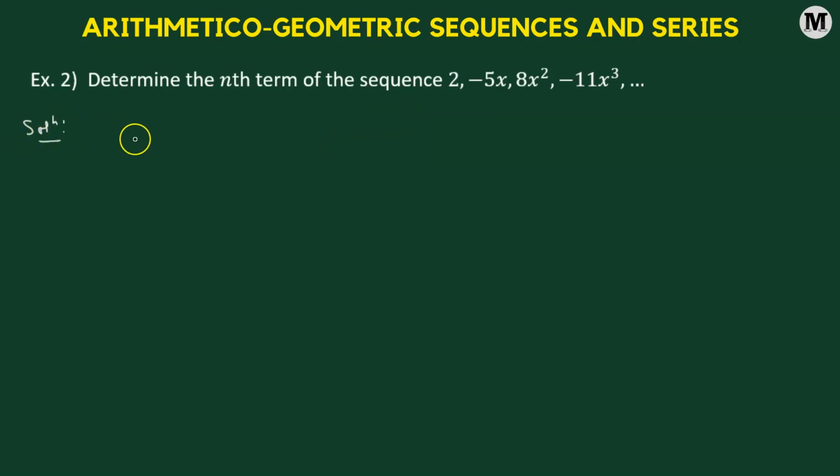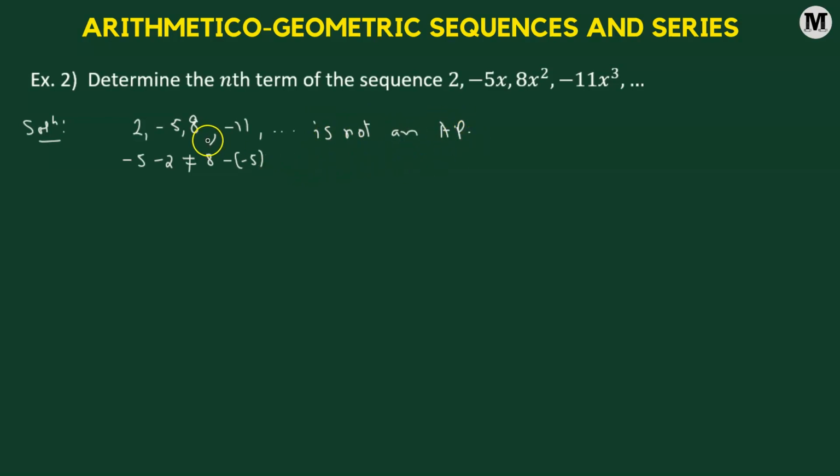Let us suppose that 2, negative 5, 8, negative 11 are the coefficients of x. Let's say this particular sequence is an AP, but we need to verify that it is actually an AP. For this, we need to have a common difference. If we do negative 5 minus 2, that gives us negative 7. But this is not equal to the third term minus the second term, which means that this is not an arithmetic sequence or arithmetic progression.